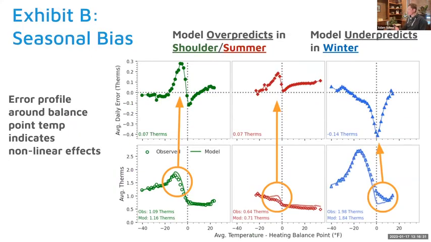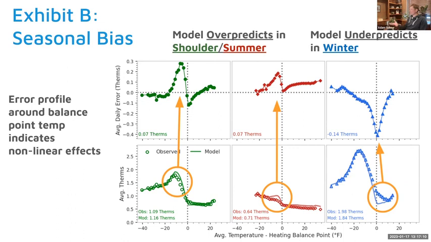Another source of bias, which connects back to what I mentioned earlier, is seasonal bias. The summer months are shown in the middle in red. The winter months are in blue on the right side. If that's all you're looking at, that's fine, but I've also included the shoulder months, spring and fall, in green. The x-axis in each of these panels is the average temperature of the day in question minus the heating balance point temperature. These are all gas meters, and this is a large sample, aggregated statistics over something like 85,000 meters.